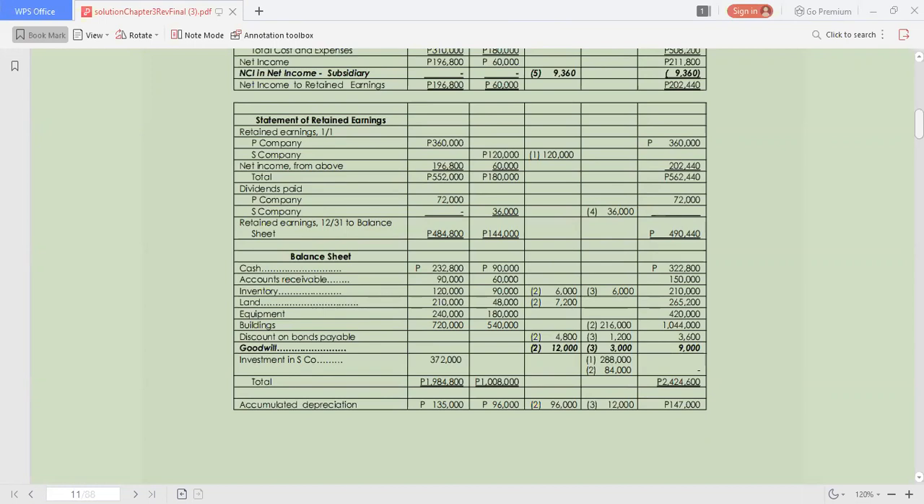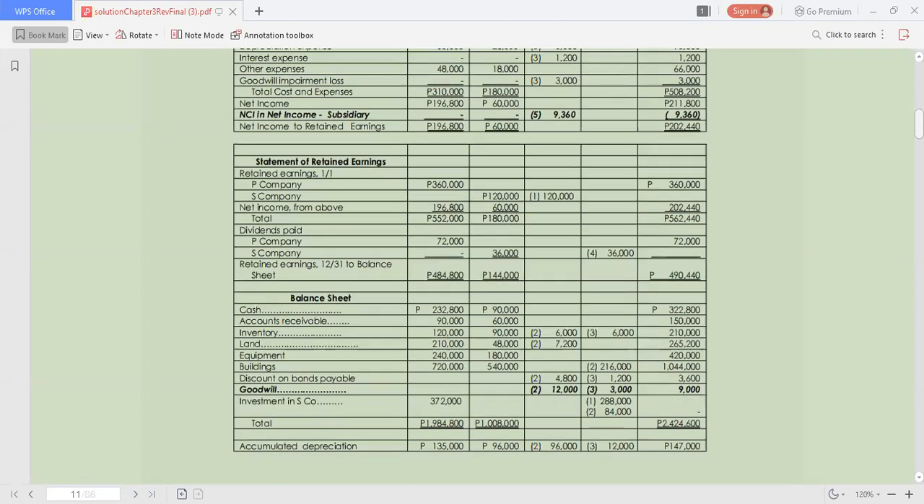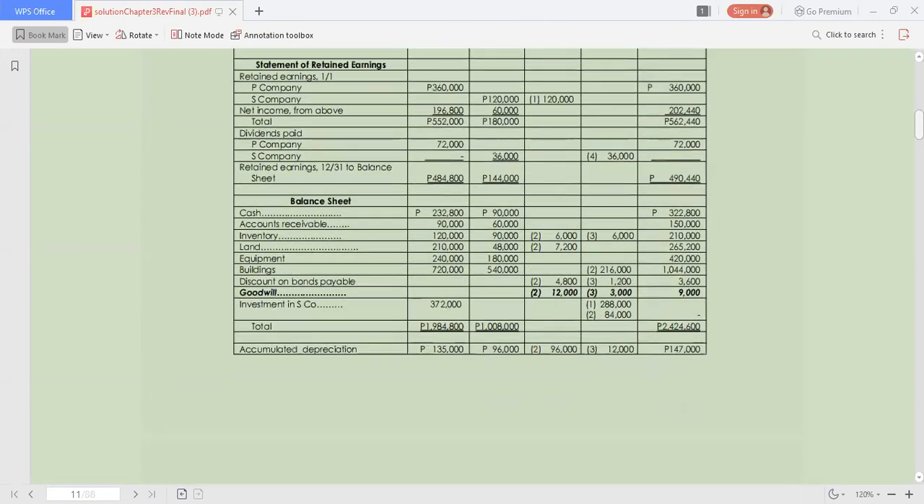You can find in the book 36,000. Then for the balance sheet figures, we have now the balance sheet figures for cash. We are adding the two amounts: accounts receivable, no adjustments; inventory, 210,000, but we have a debit for 6,000 and a credit for 6,000.